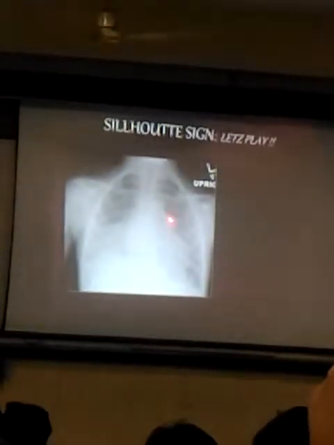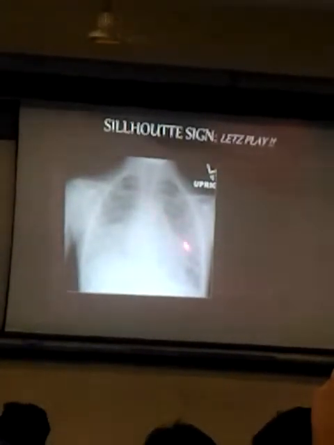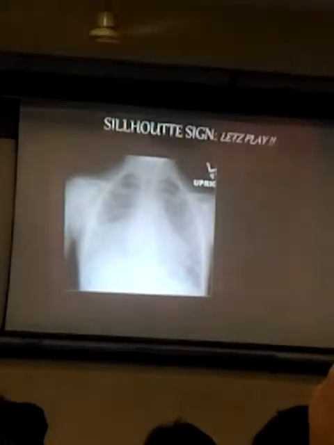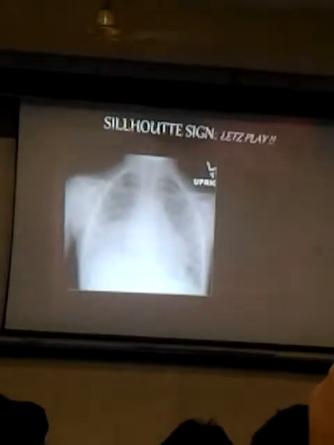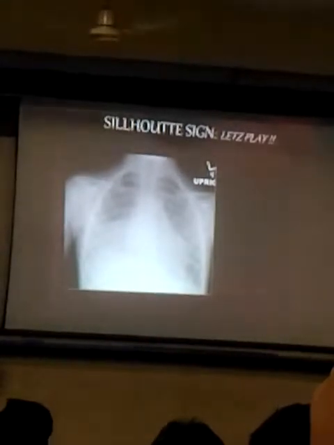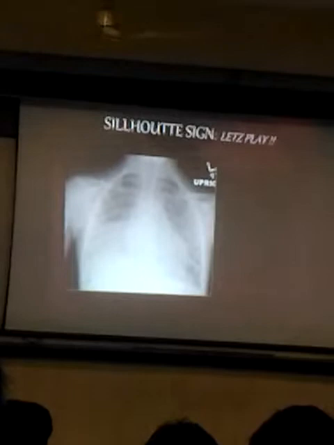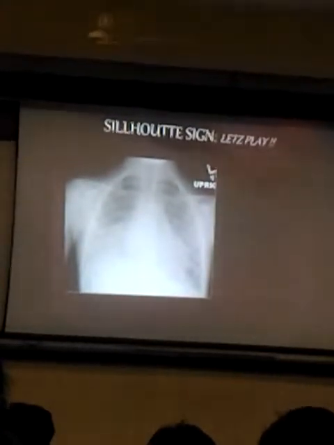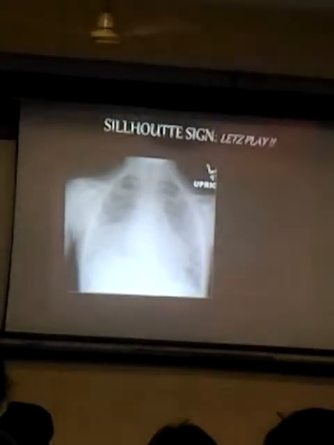Can you see the sharp left heart border? Yes. Left dome of diaphragm? More or less, yes. Right dome of diaphragm? No. So when the right dome of diaphragm is not well visualized, where is the disease located? Most probably in the right lower lobe, but it could also be in the middle lobe. Can you see the right heart border? Yes or no? The lower lobe. See, this is the beauty of the silhouette sign.